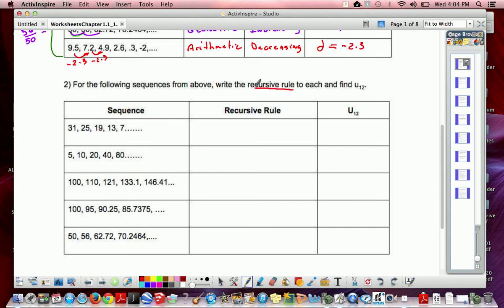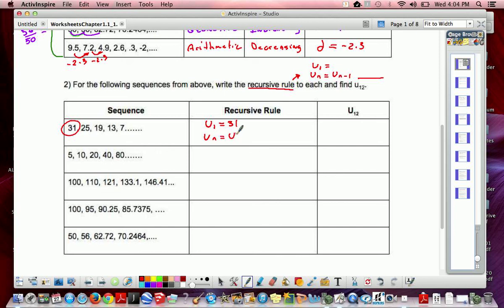So here, recursive rule has 2 parts. It has the starting value, u sub 1, and then it has this u sub n equals u sub n minus 1, and then some mathematical operation. So on this first one, my starting value was 31. It's the first term. So on these problems, anytime you're given just a general sequence, we use u sub 1. Later on in our lessons, we might be using something different. But anytime you're given just a general sequence, u sub 1.